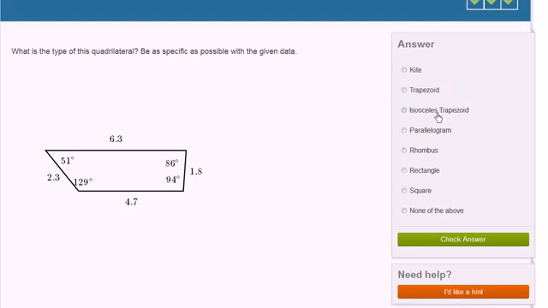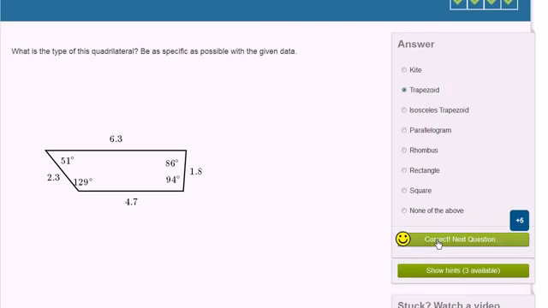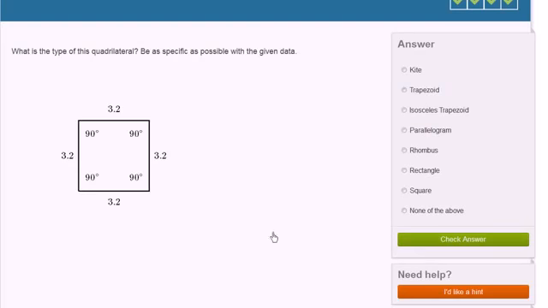Now, an isosceles trapezoid is a trapezoid where the two non-parallel sides have the same length. Just like an isosceles triangle, you have two sides that have the same length. Well, we can see these two non-parallel sides do not have the same length. So this is not an isosceles trapezoid. If they did have the same length, then we would pick that because that would be more specific than just trapezoid. But this case right over here, this is just a trapezoid. Let's do one more of these.